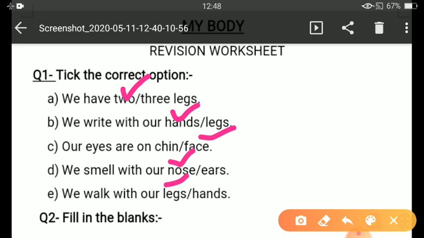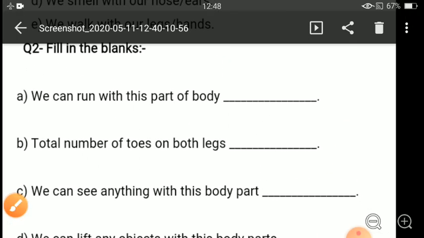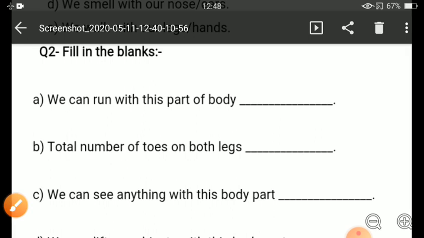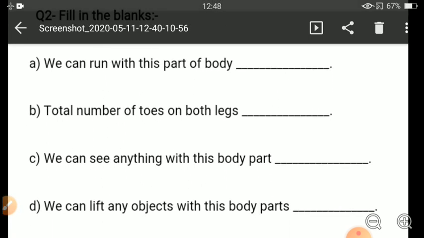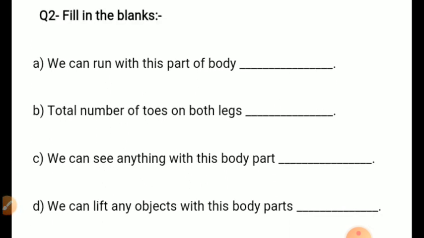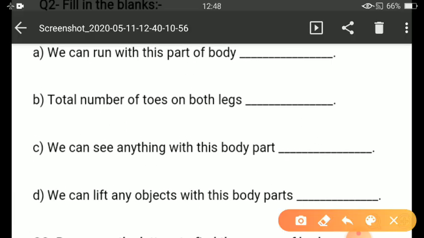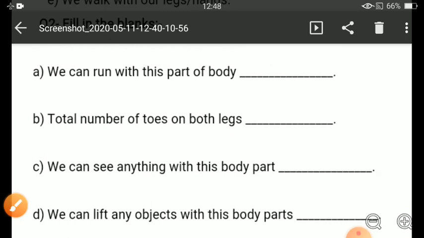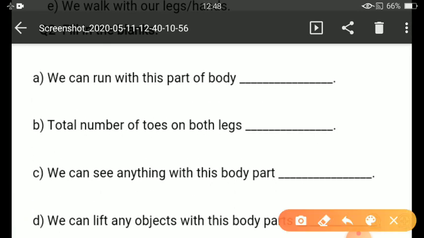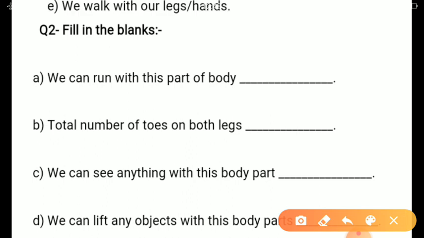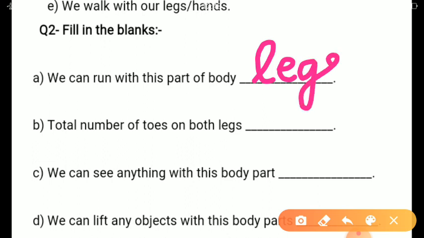Okay children. Now move to the second question. Second question is filling the blanks. Now see here, we can run with this part of our body. So with which part of our body can we run, children? Tell me. We can run with this part of the body. Which part? We can run with our legs. So right here, legs.